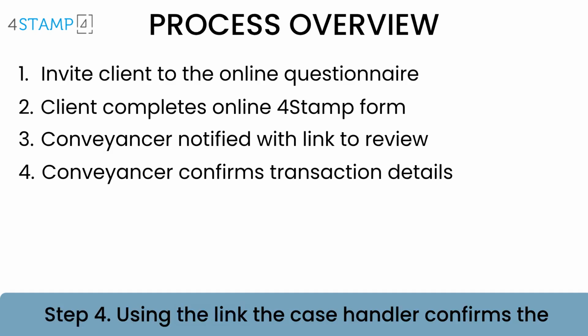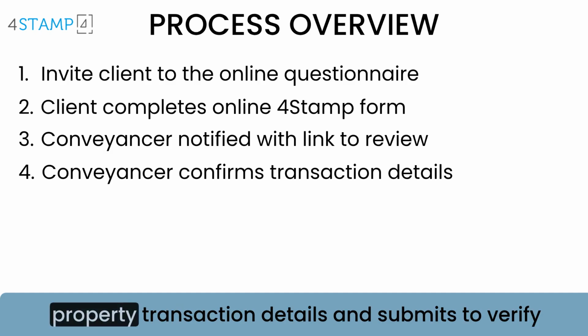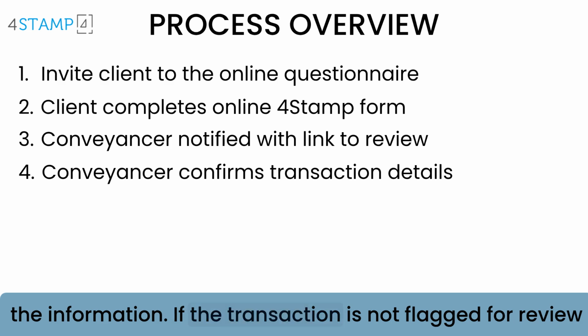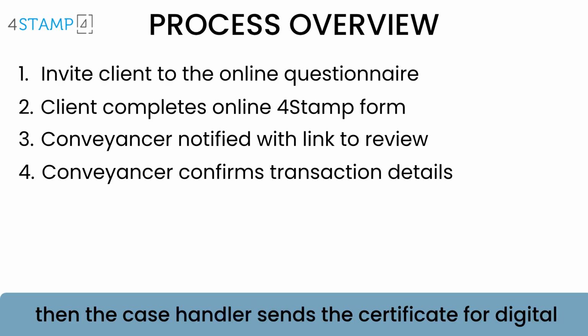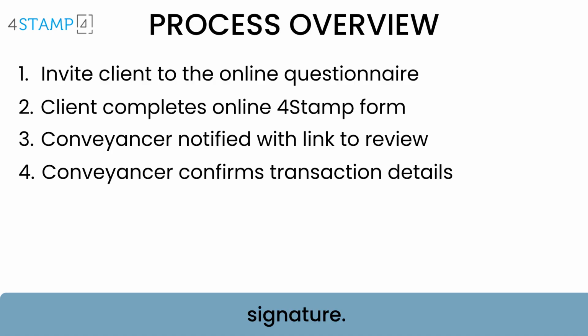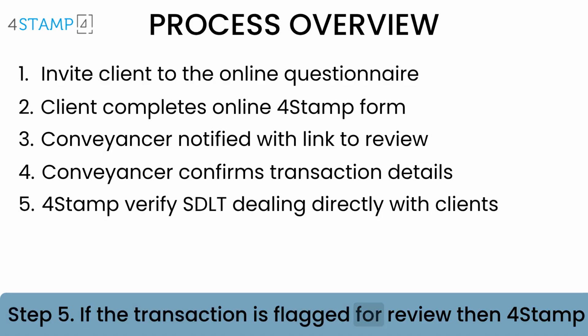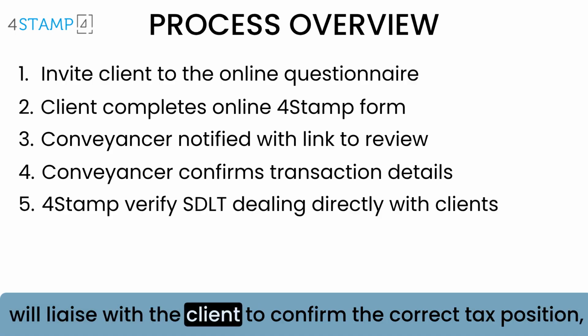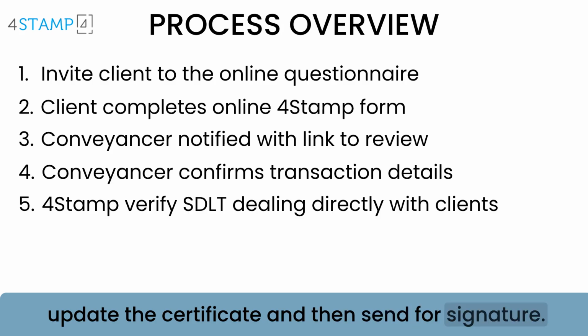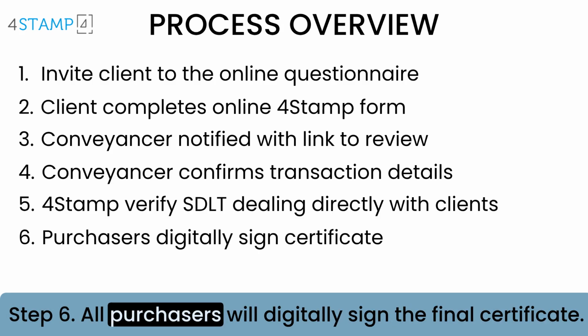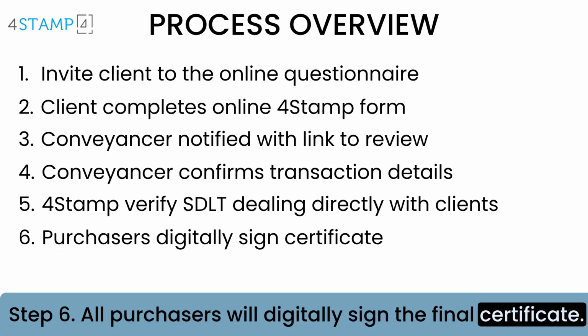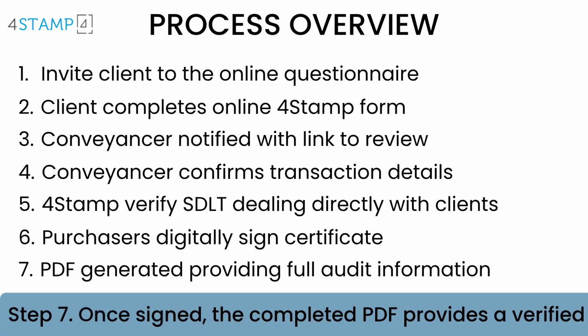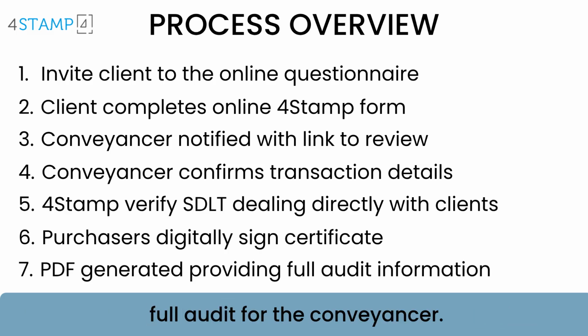Step 4. Using the link, the case handler confirms the property transaction details and submits to verify the information. If the transaction is not flagged for review, then the case handler sends the certificate for digital signature. Step 5. If the transaction is flagged for review, then 4Stamp will liaise with the client to confirm the correct tax position, update the certificate, and then send for signature. Step 6. All purchasers will digitally sign the final certificate. Step 7. Once signed, the completed PDF provides a verified full audit for the conveyancer.